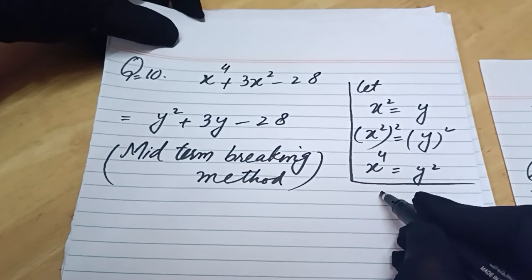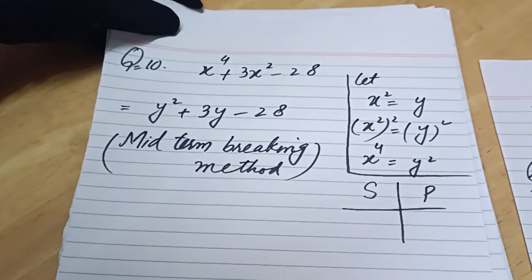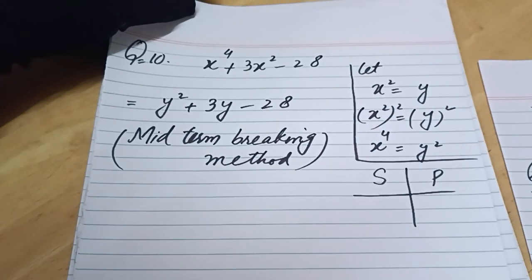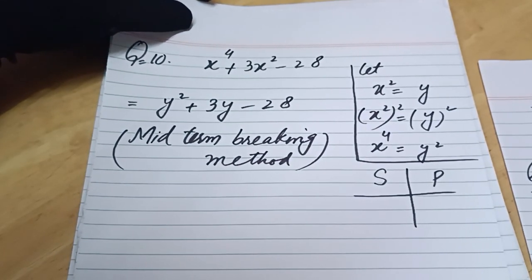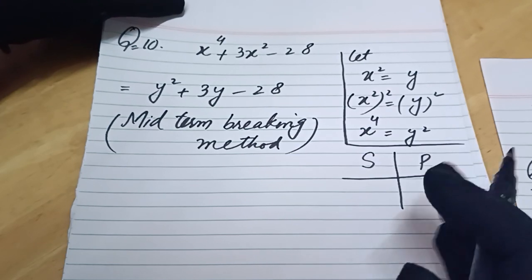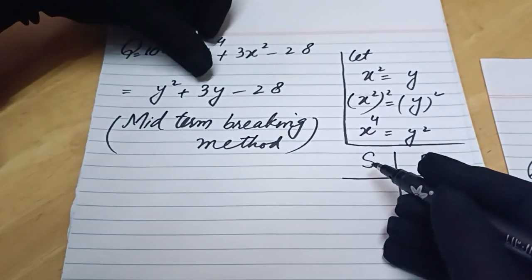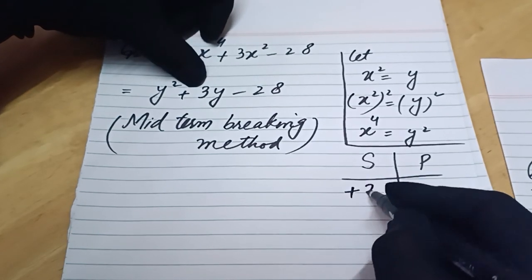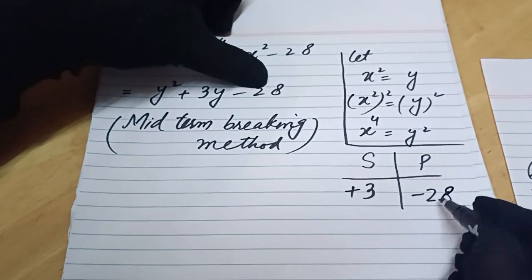For this one we will write sum and product. There are different ways of taking the sum and product, but I like this one, and most of my students, when I explain the lecture, said that this method is very convenient, so I'm explaining in the same way. What is the sum? The coefficient of the middle term, plus 3. What is the product? Product of first and the last term, that is minus 28.